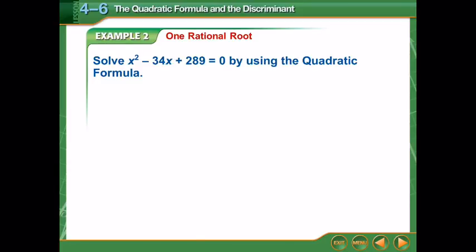Okay, so example 2, I have x squared minus 34x plus 289 equals 0. So this one, we already have a 0 on the right-hand side. I'm actually ready to go for the formula.